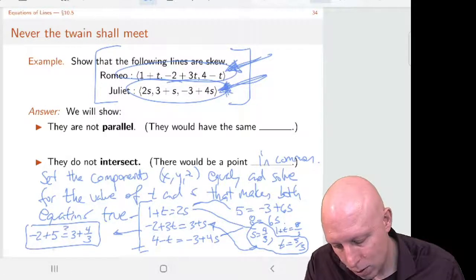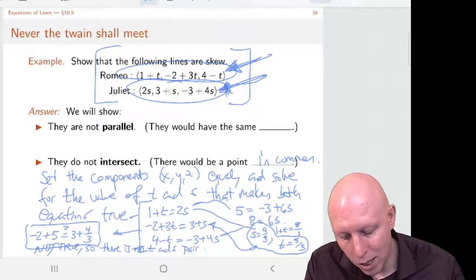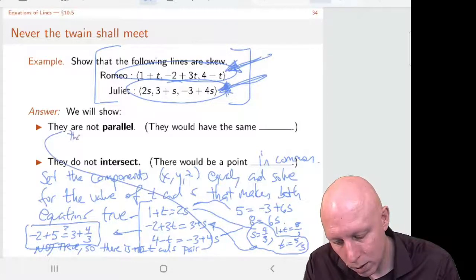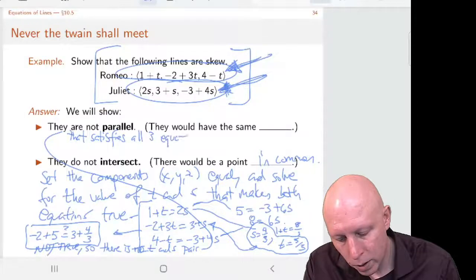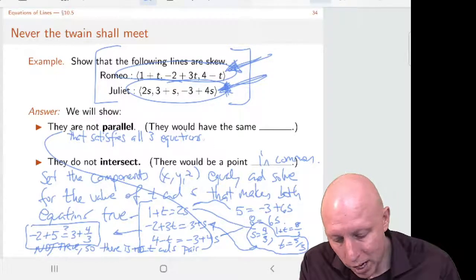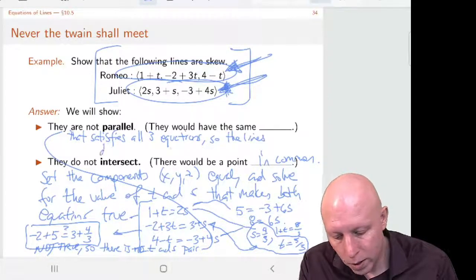Is this true? No, not true. So there is no t and s pair that satisfies all three equations, which means that the lines don't intersect, and are therefore skew.